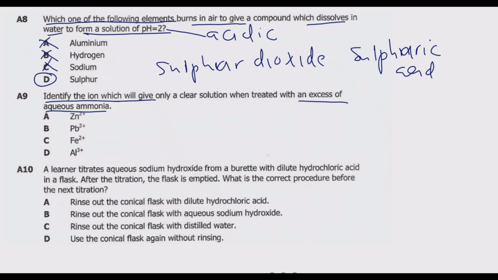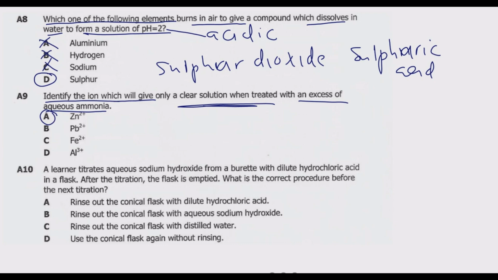So when zinc is reacted with aqueous ammonia, basically what we are going to end up with normally is a white precipitate. But when we react it with excess, that precipitate is going to dissolve and form a colorless solution. So A fits this one. It's going to be a clear solution.